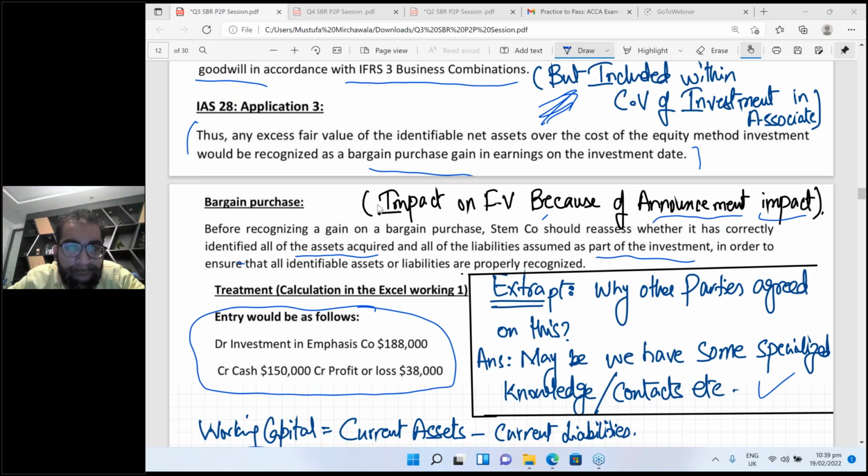What would be the description? Simply you have to write gain on bargain purchase. Yes, credit to P&L means gain on bargain purchase. Simply write the words gain on bargain purchase. And in the entry, we write P&L, profit and loss, which means income.